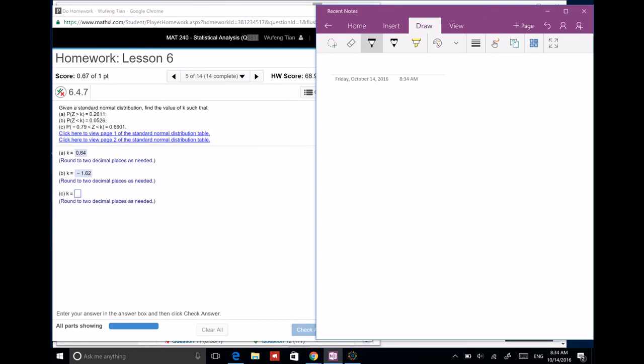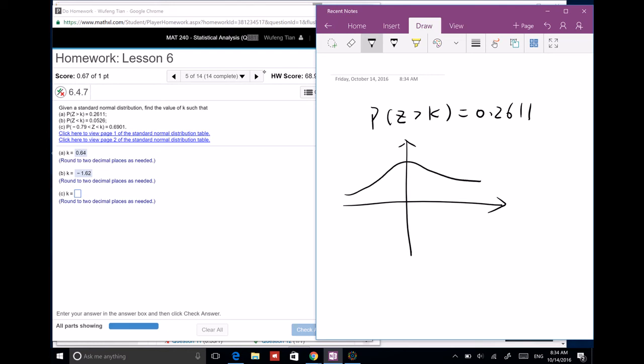1.93. Given a standard normal distribution, find the value of k such that P(z bigger than k) equals 0.2611. This one, you have to pay attention. It says find the value of k such that P(z bigger than k) is 0.2611. So k is right here, P bigger than k, right? This point here, this area is 0.2611.